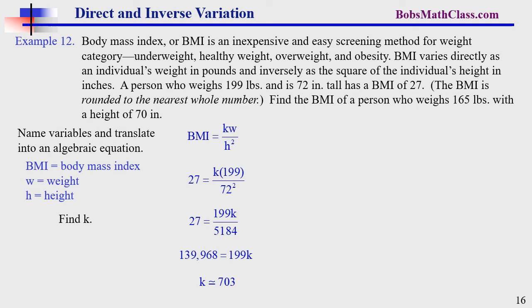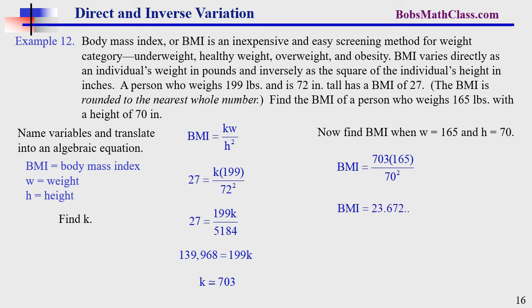All right, so 703. So now we're going to find the BMI of a person who weighs 165 with a height of 70 inches. Okay, so put in the numbers, 703 times 165 all over 70 squared. So again, if you want your BMI, just put in your height there on the bottom in inches, and then your weight on the top. Multiply your weight times 703, and then divide that by your height squared. And I got 23.672, so again, we're rounding it off. So that would be a BMI of 24, to the nearest whole number.